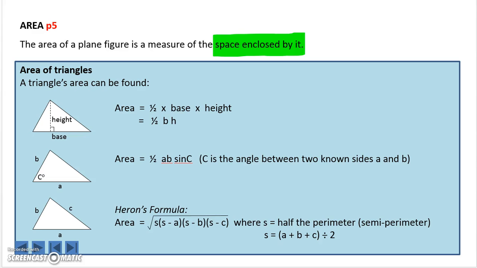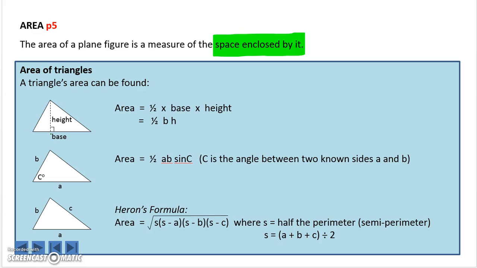So I'm sure in high school you've looked at this basic formula. Area equals half times the base times the height within your triangle. And just a reminder that the height is always measured at right angles to the base. So whatever way the triangle is, if you want to work out the height, just remember, draw a line down and it must be at right angles to the base.